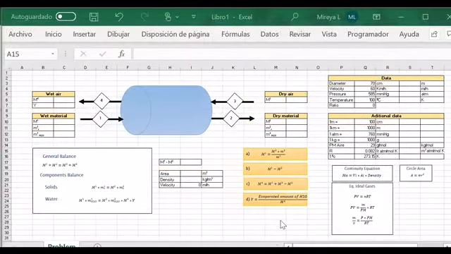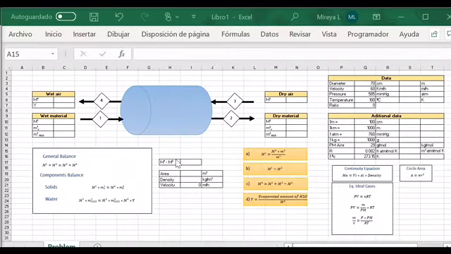Here is the simulation of the problem we want to resolve. First, we have the general balance. Then we have the components balanced by solids and by water. Also, we have additional information like the continuity equation, the equation of ideal gases, and the equation for circle area.